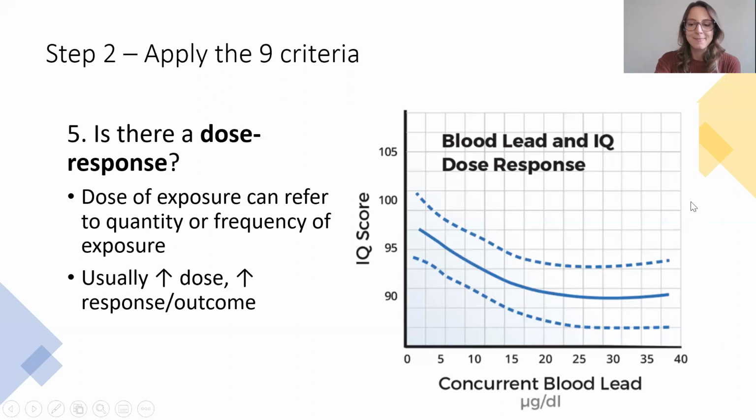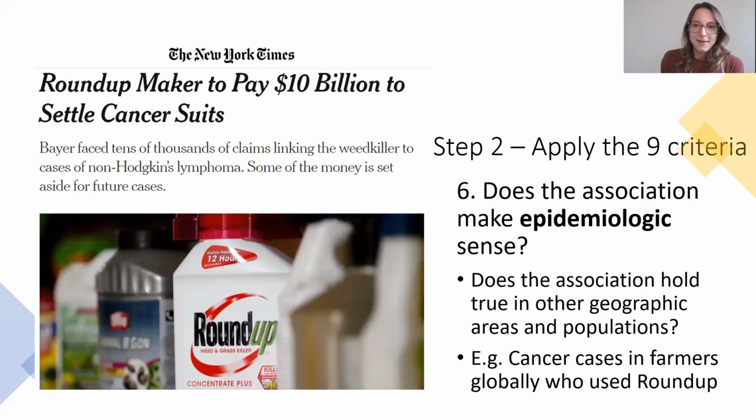Great. Now, the next criteria is whether the association makes epidemiologic sense. What does that mean? Well, essentially, this is where you have to compare it to other studies, other epidemiological studies, and specifically whether or not the association was also found in other geographic areas, whether it was also found in different populations, maybe similar populations.